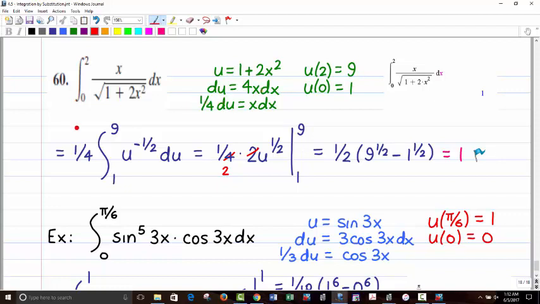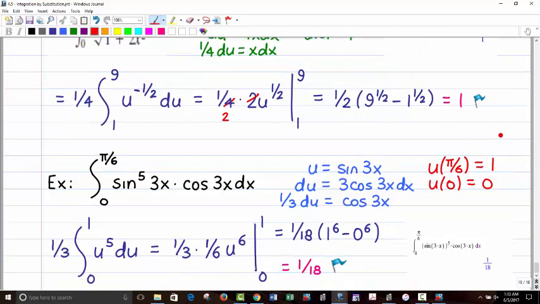Now you have to deal with the 1/4, of course, here. So you got a 1/4, 1 to 9, and then, of course, you got to bring that radical up, which makes it a negative exponent. So it's u to the negative 1/2. Use the power rule. So it's negative 1/2 plus 1 over 1/2. So it makes it 2u to the 1/2. And that reduces to 1/2. And then we have 1/2 times 9 to the 1/2 minus 1 to the 1/2. Well, 9 to the 1/2 is just the square root of 9. So it's 3. 1 to the anything is 1. So you basically have 1/2 times 2. And so you end up with 1. And you see Maple gets 1 here.